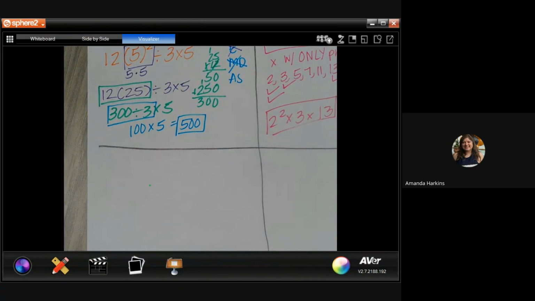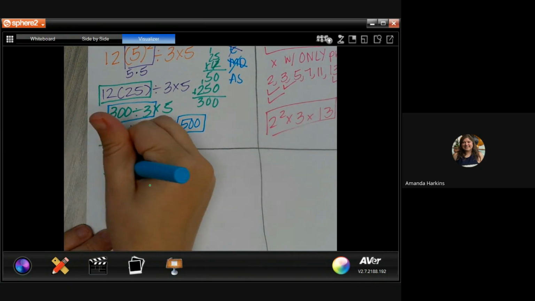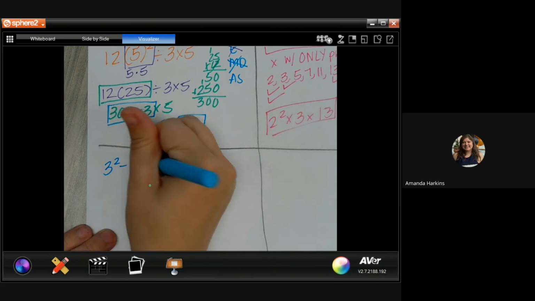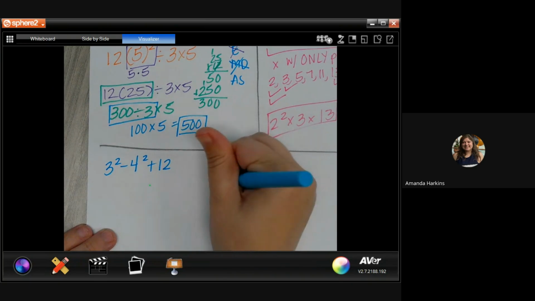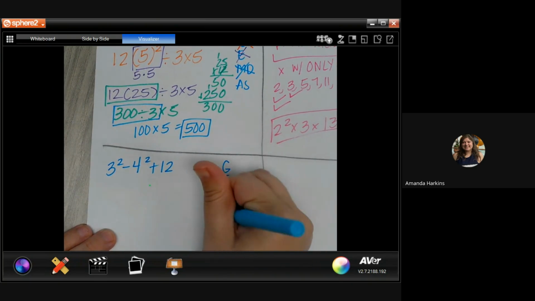Okay, y'all are going to do a problem. Y'all are going to do 3 squared minus 4 squared plus 12. Remember, it has multiple operations, so we're going to be doing GEMDAS.